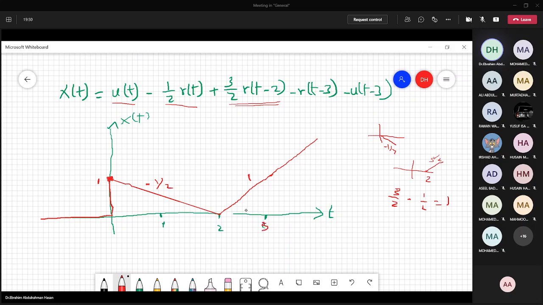Okay, at 3, I have another line with a slope equal to minus 1. At 3, this is minus 1. So I have a line with a slope equal to 1 and another line with a slope equal to minus 1. Then they cancel each other. So then we will get a line with a slope equal to 0. So 0 slope means a horizontal line.